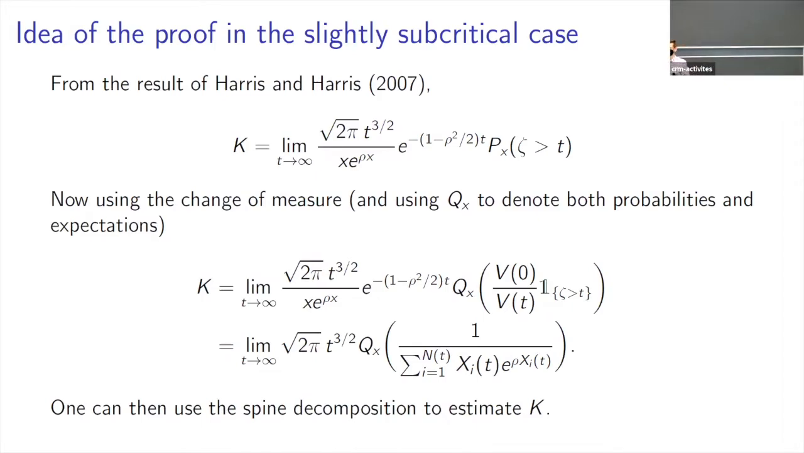Is the spine a Bessel 3, regardless of the value of ρ, the drift? Is that the case? Yes, because the change of measure in that martingale has an e^(ρx) in it, which is compensating for the drift. Oh, I see. Okay, thank you.